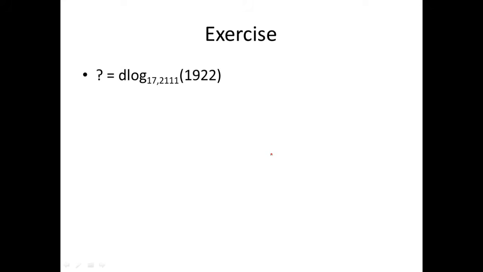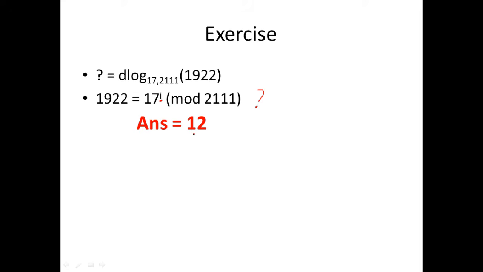So again, can you take up the exercise? I've just given a very small number here. Can you tell me what is the discrete log I here? Or else we can even write it like this: 1922 is equal to 17^I mod 2111. Can you tell me what is the answer here? What is the value of I? I'm just giving you this exercise to make you understand it's difficult when you want to compute the exponent by using all the other values. So the value is actually 12.